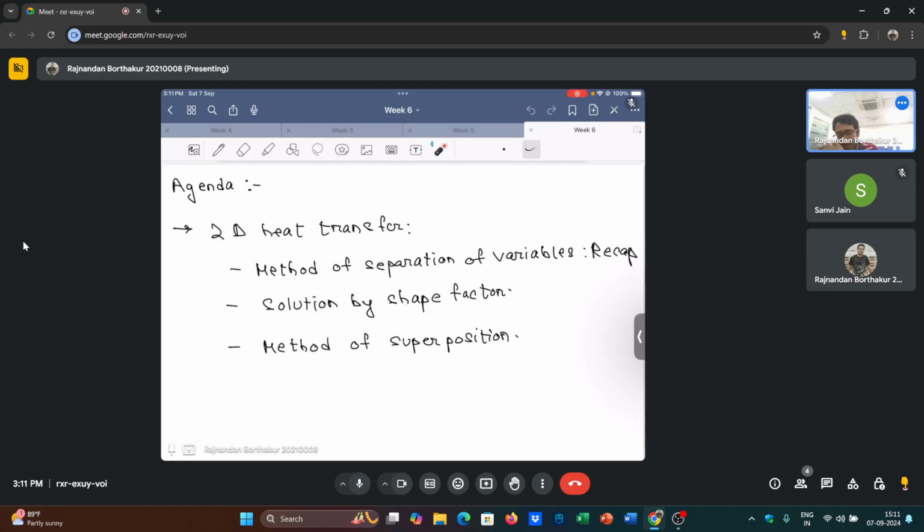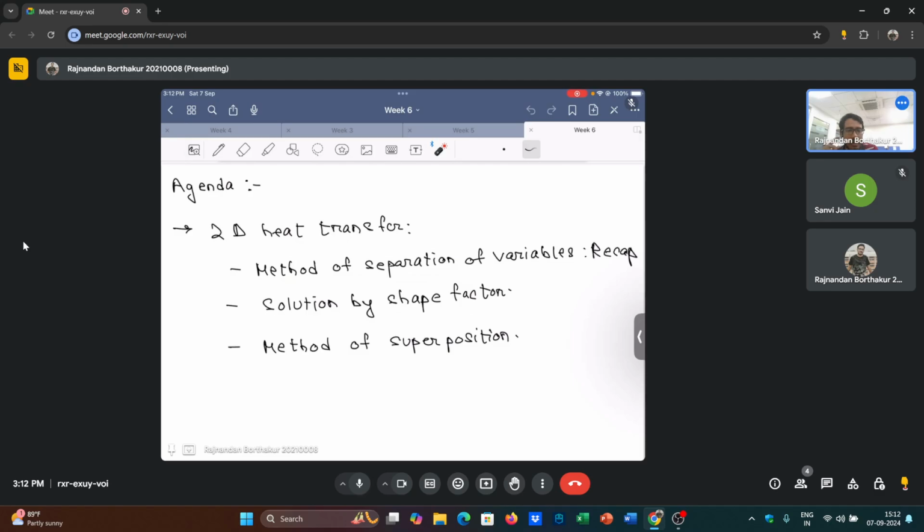Although you have learned this technique in your lecture classes, we'll not go much deep into it. What we will do is solve a sum associated with the separation of variables. And in that, we will try to understand how this separation of variables technique works, what the governing equation is in case of 2D heat transfer, and things like that.